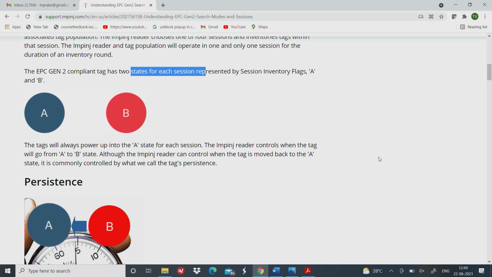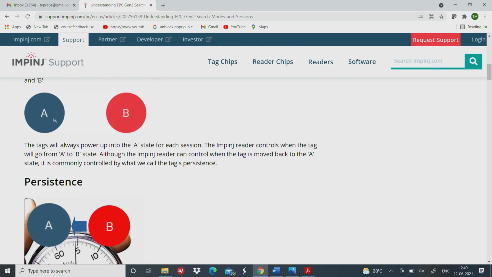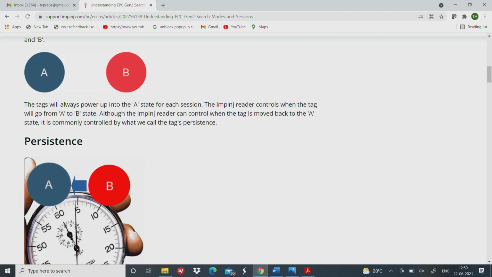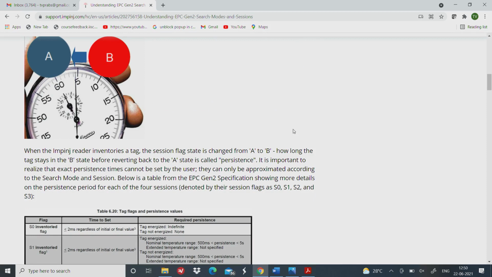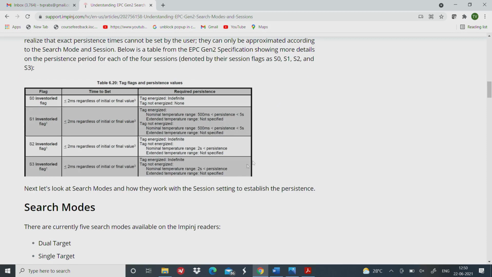Now I will introduce another term which is called persistence. We already discussed that once it is read in state A in single target mode, it goes to state B and remains there. Now the question is how long. That brings us to this question of persistence time. Persistence time depends on the session of interest. This chart will tell you this exactly.